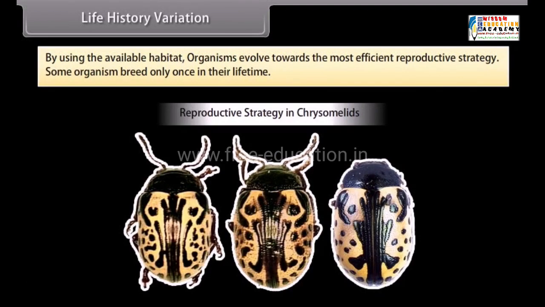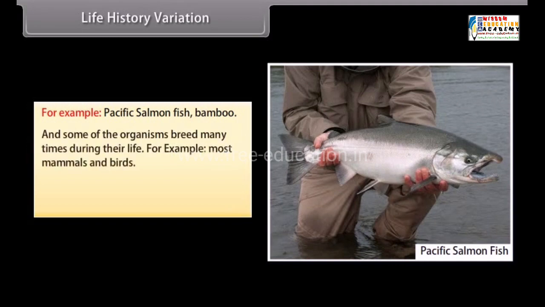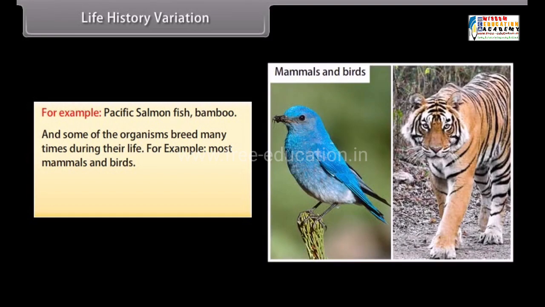Life history variation. By using the available habitat, organisms evolved towards the most efficient reproductive strategy. Some organisms breed only once in their lifetime, for example, Pacific salmon fish and bamboo. And some organisms breed many times during their life, for example, most mammals and birds. The evolution of organisms depends upon biotic and abiotic factors.